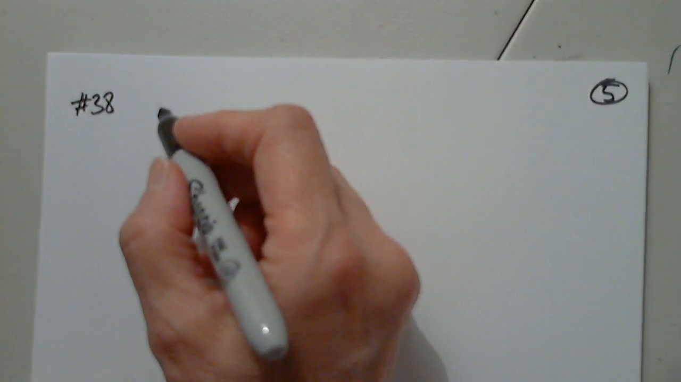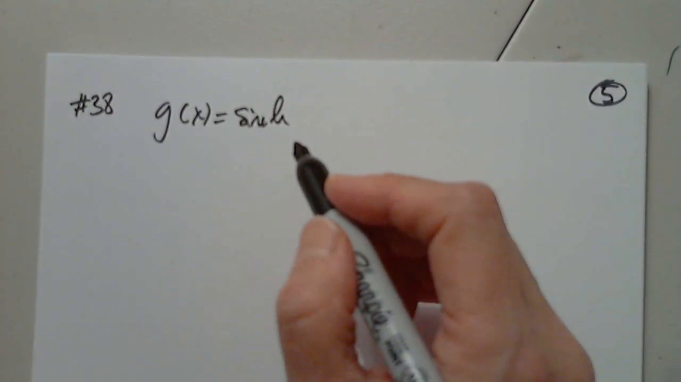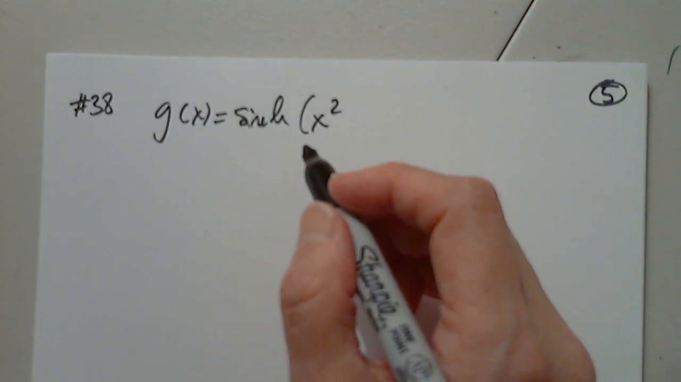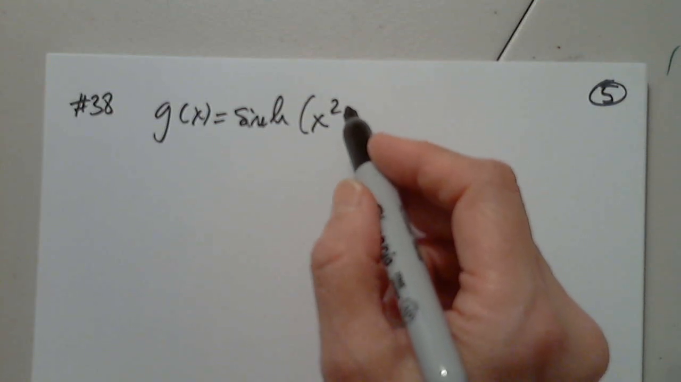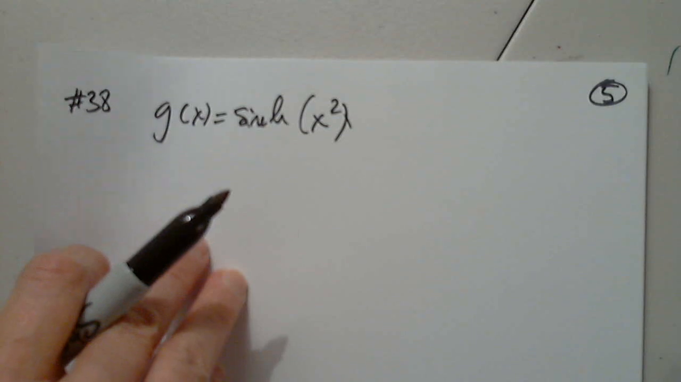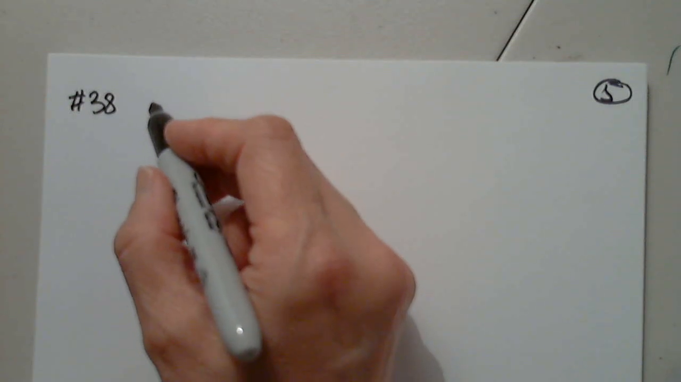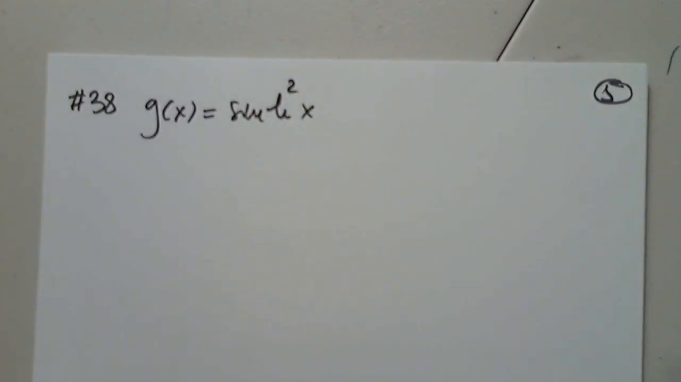So we have g of x, which is hyperbolic sine of x squared. Oh, hyperbolic sine, I'm copying something else. Sorry about that. So that's not it. So let me just do this. I was copying 37. So in 38, g of x equals hyperbolic sine squared of x.